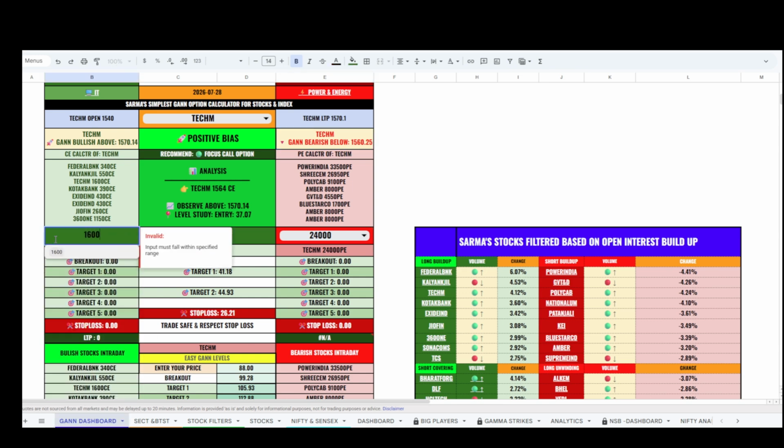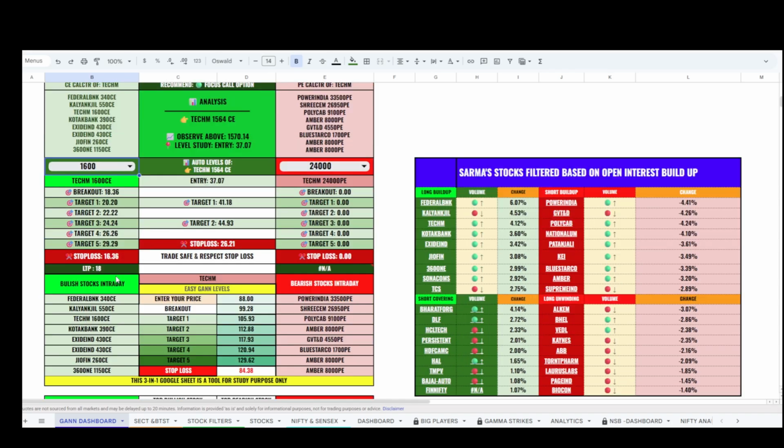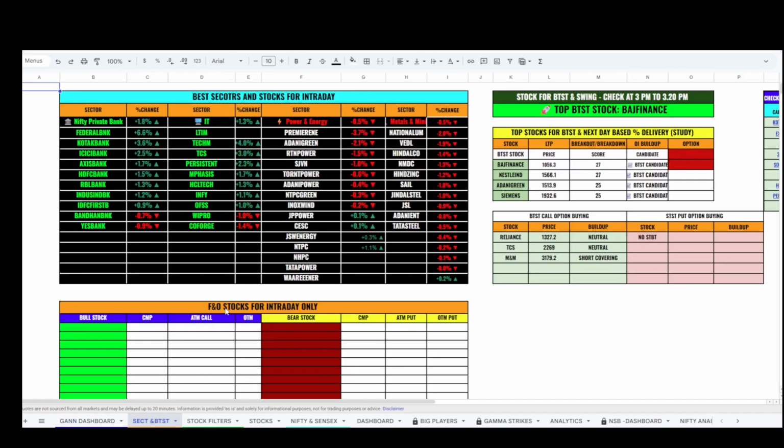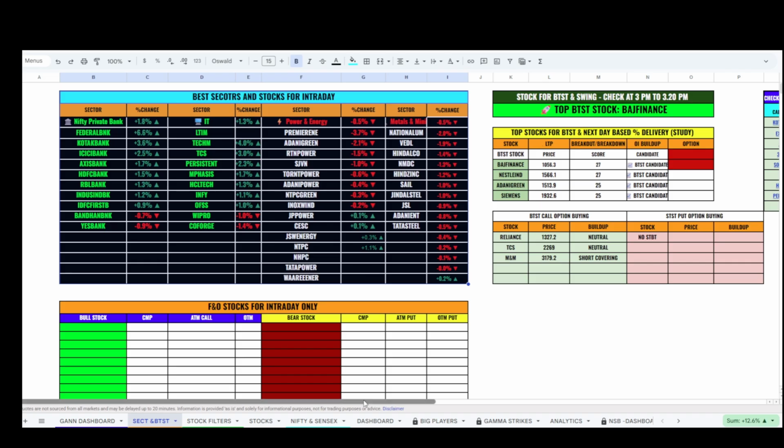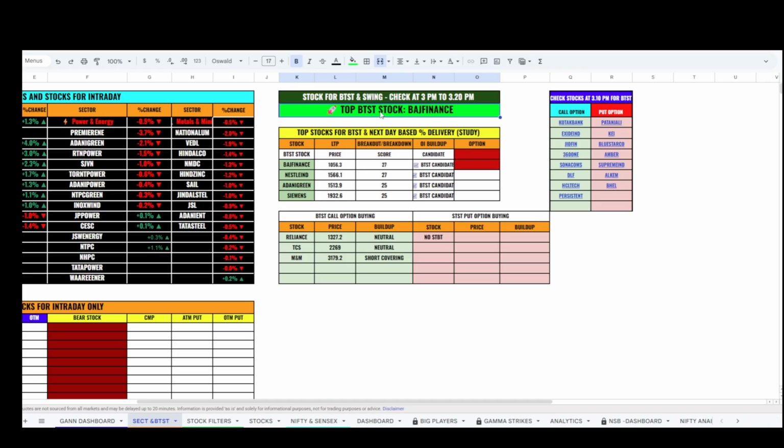If you want to trade in the 1600 strike price, you can select that strike price and find the premium also. Coming to the next, there is something called sectors and BTST. Here I have given sectors with the stocks that are there. Then we have BTST, where the top BTST stocks are displayed, and you can also find the best BTST call option strike prices and put option strike prices separately.